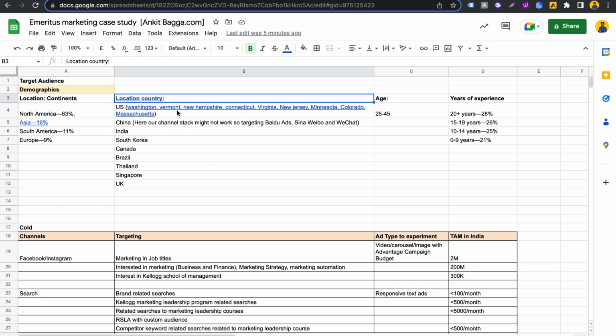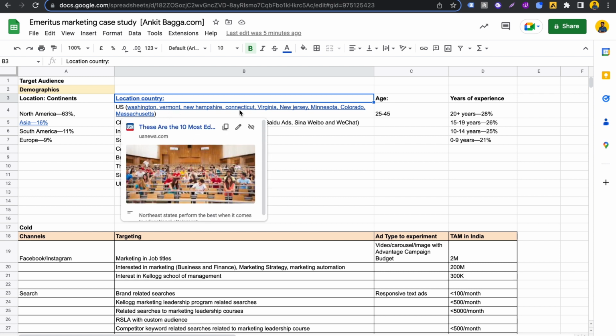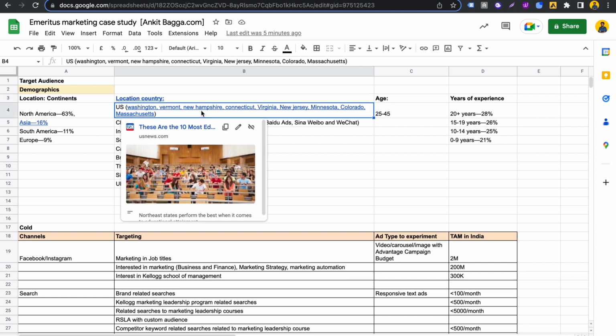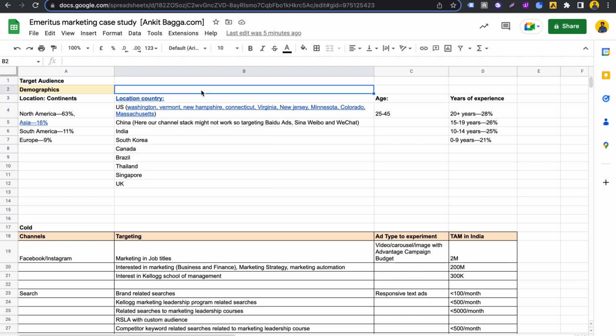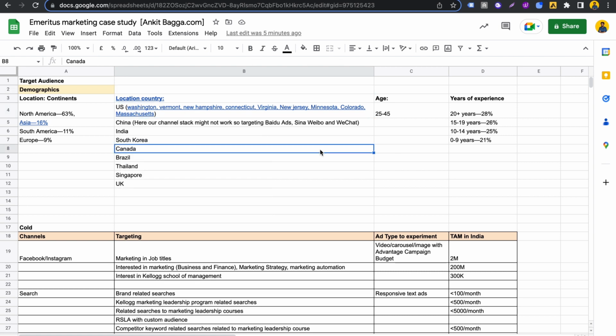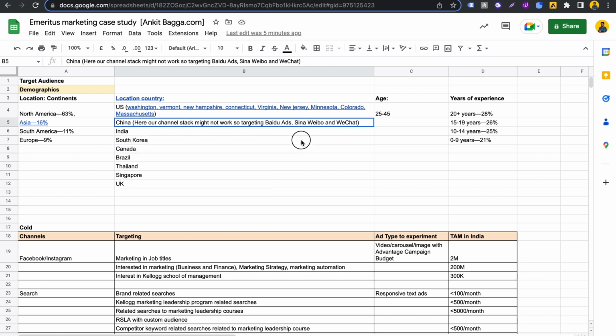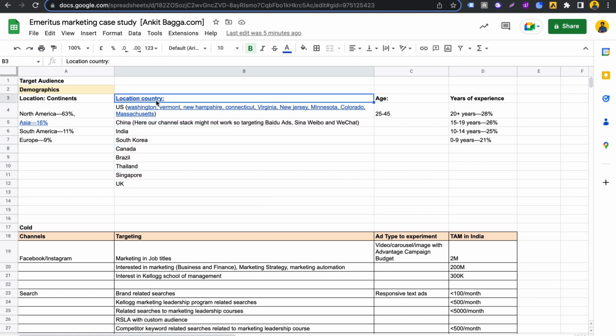In terms of location, country-wise, these are the most educated states in the United States, so you could target these. And apart from that, if you look at the other states that I've mentioned here, that is coming from the international student statistics for Northwestern University, right?